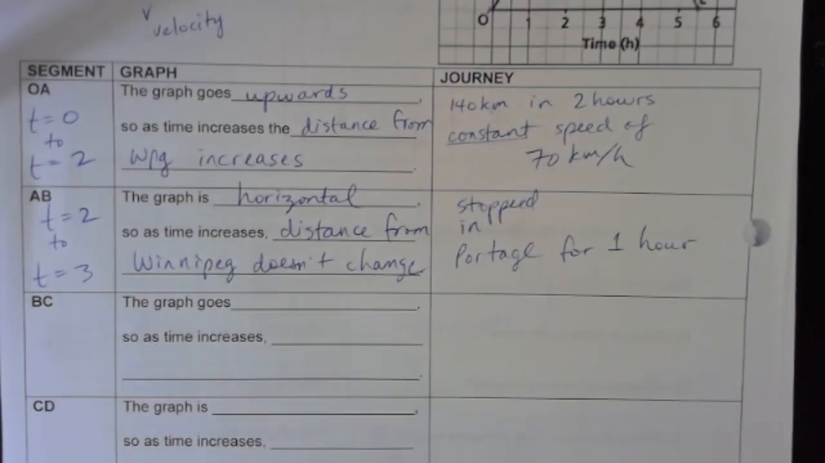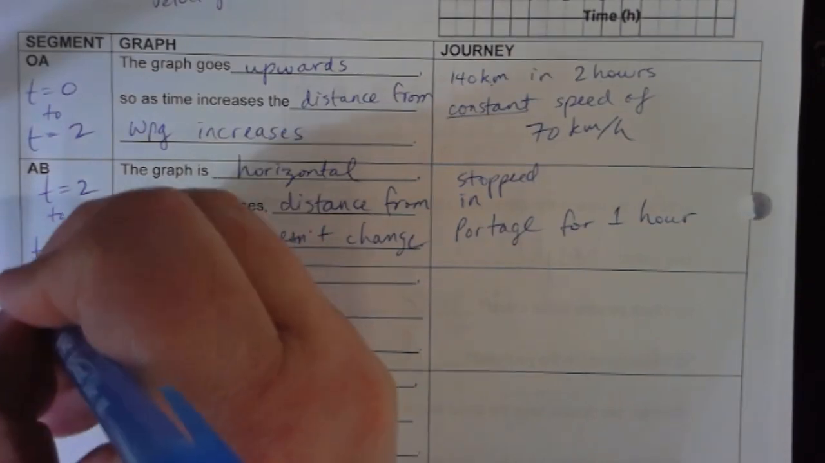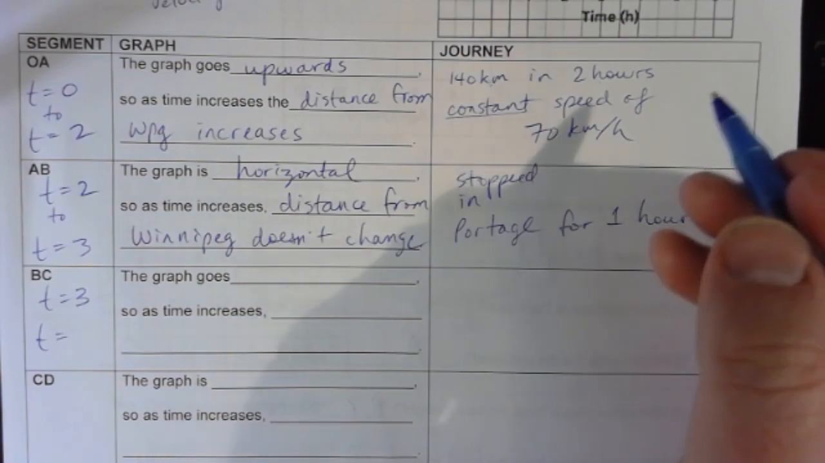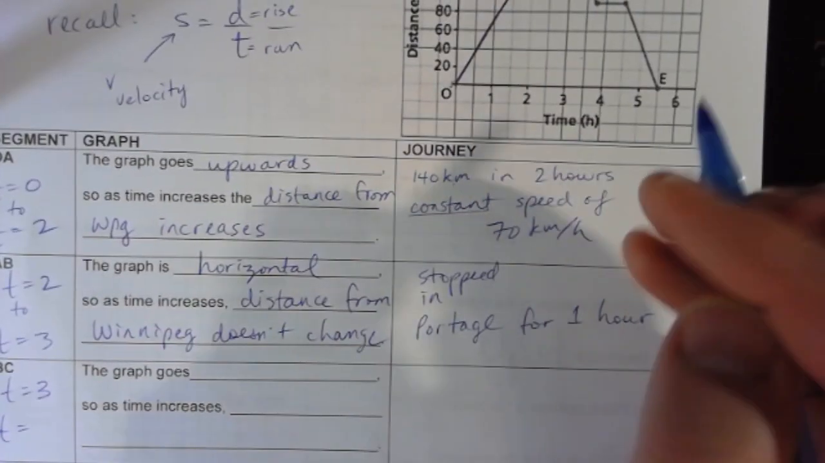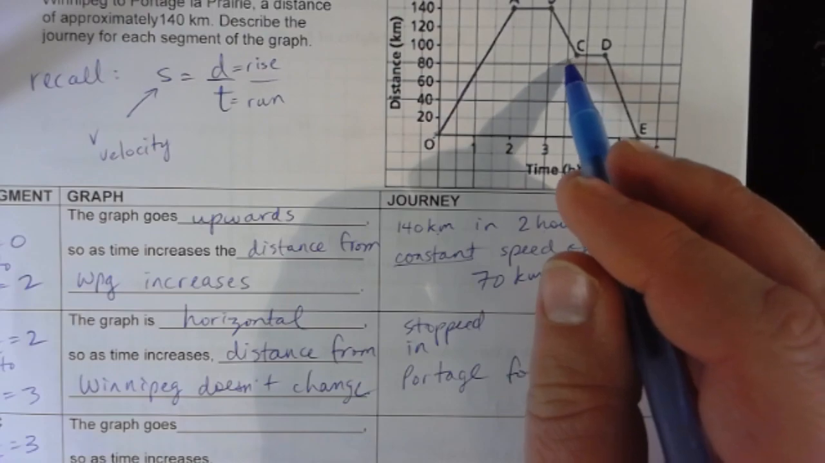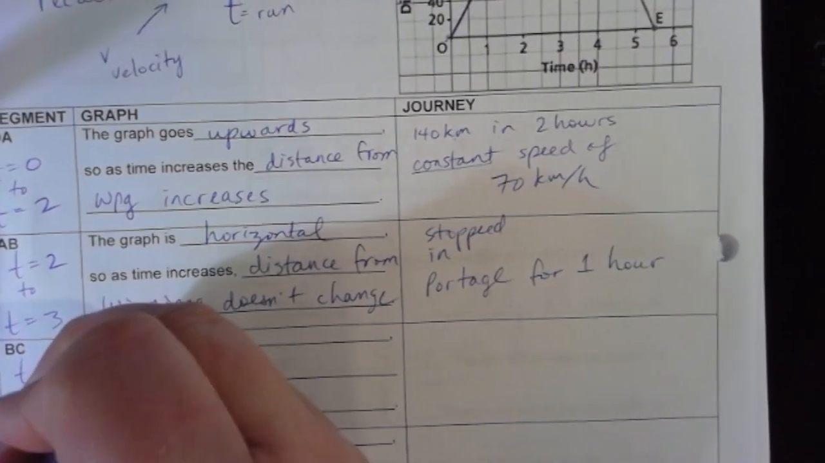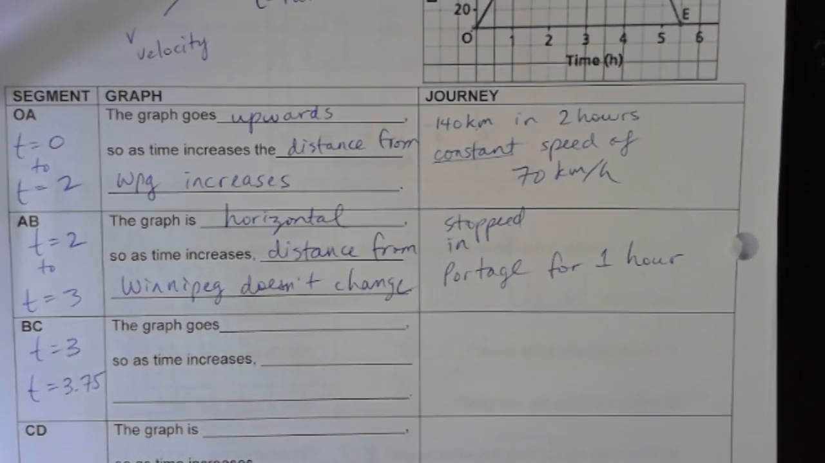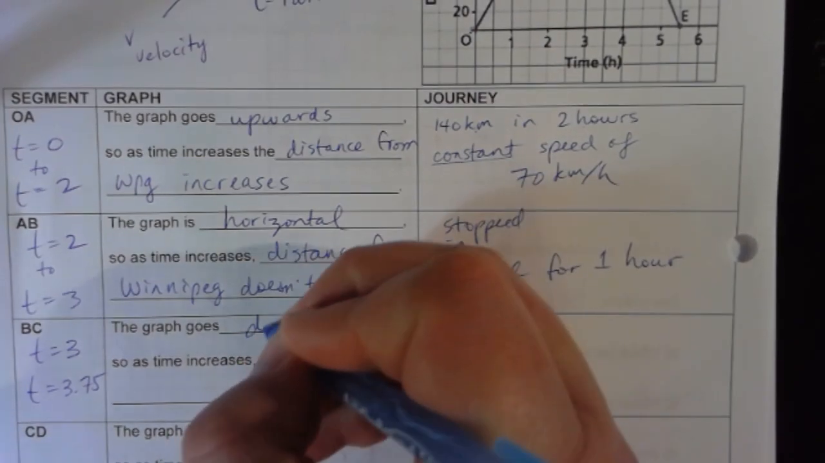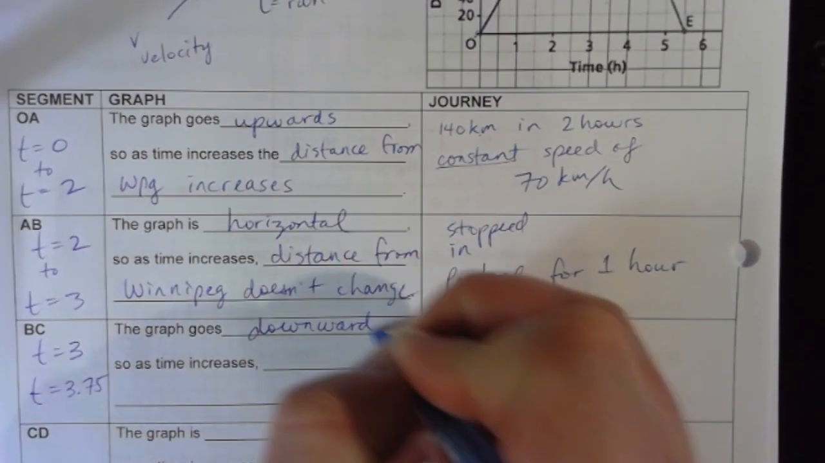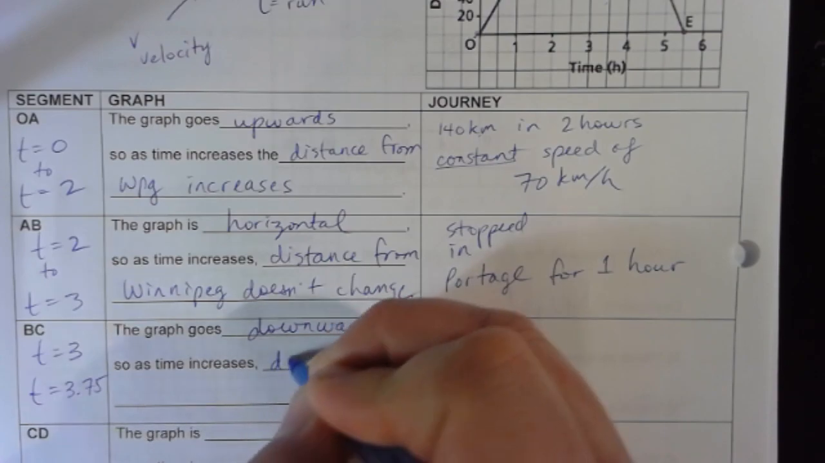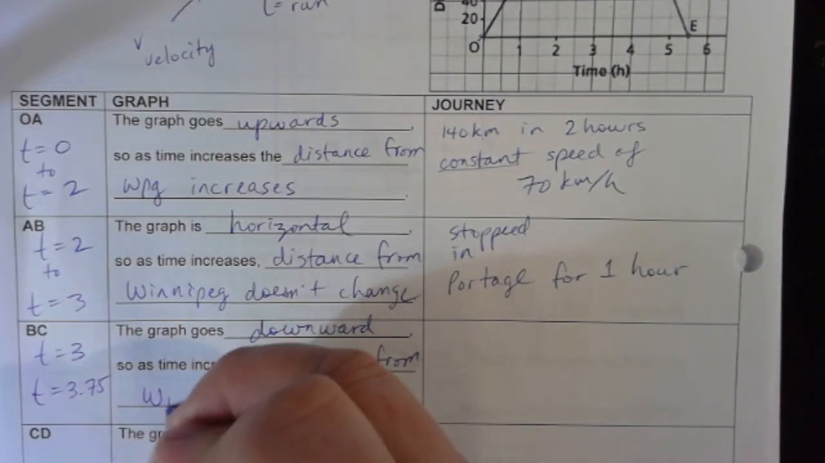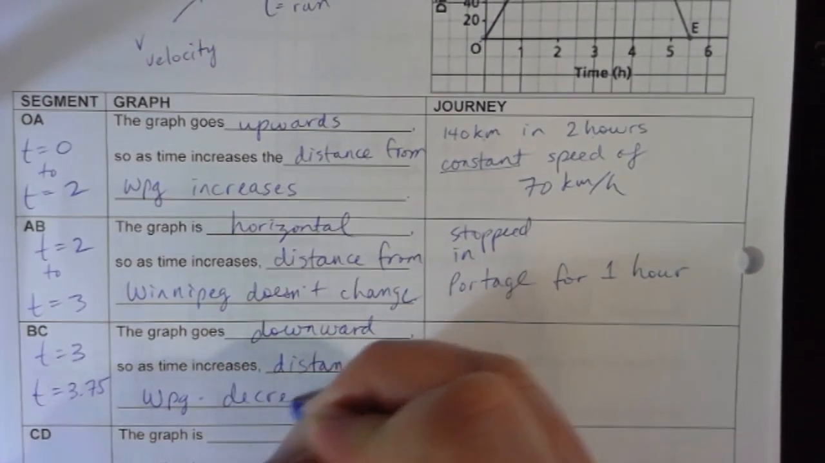The next chunk of the graph is from B to C, and that's from time is equal to 3 hours to time is equal to, I'm going to assume that that's half of half. If you look at this point here, this would be 3.5, so that's half of the next one. So I'm going to say that's 3.75. You can go to minutes if you want, 3 hours and 45 minutes. The graph goes downward. So as time increases, the distance from Winnipeg decreases.